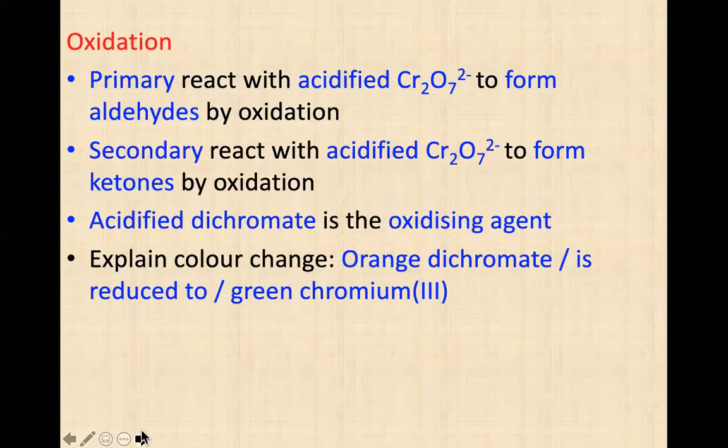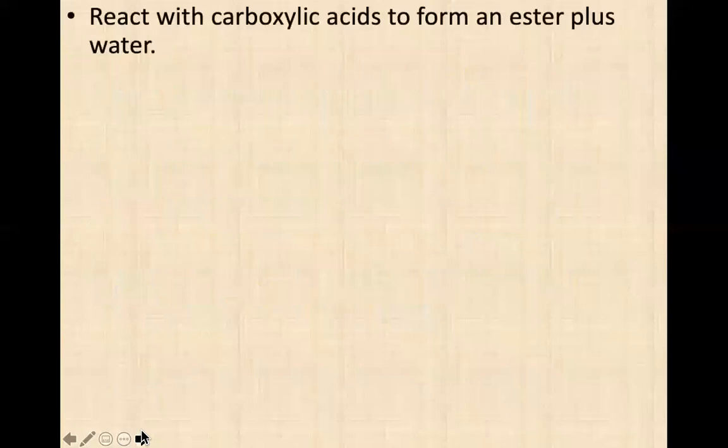During this reaction, the dichromate will change color from orange to green. If it's the oxidizing agent, that means it is reduced. So if you're asked to explain the color change, which is possible, although we don't do the experiment, you're still supposed to know the color change. The answer has three bits: orange dichromate, or orange acidified dichromate, if you want to be absolutely safe, is reduced to green chromium 3. So that's oxidation of alcohols, right?